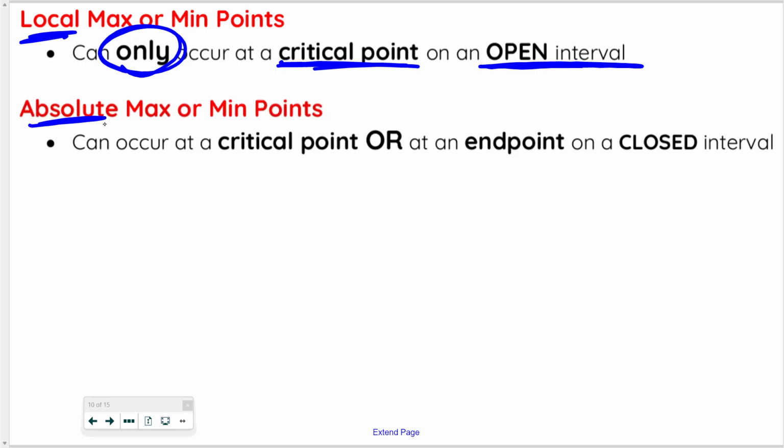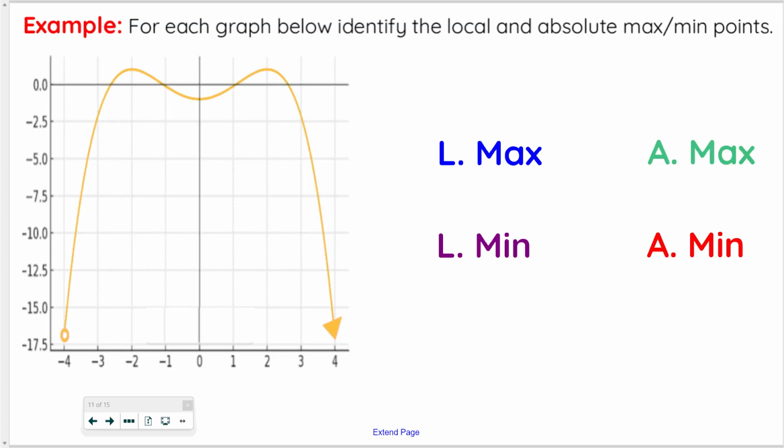Absolute max or min can occur at a critical point or at an endpoint. So if I have an endpoint, that therefore is a closed interval. So local max or min only in between the endpoints. Absolute max or min could be in between or the actual endpoints themselves. Let's look at some examples here.